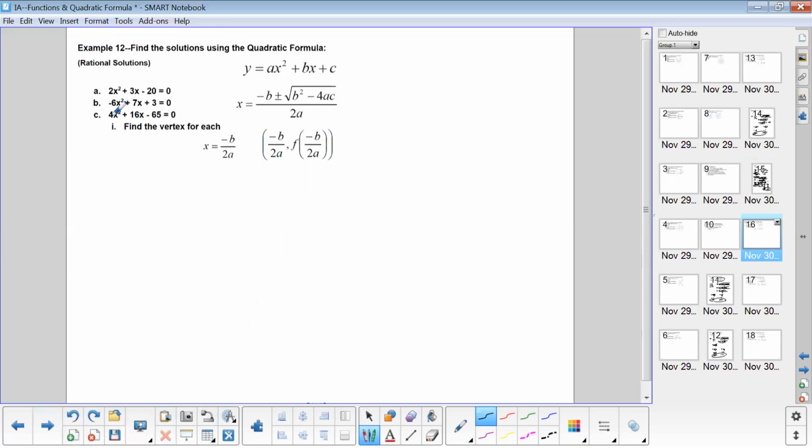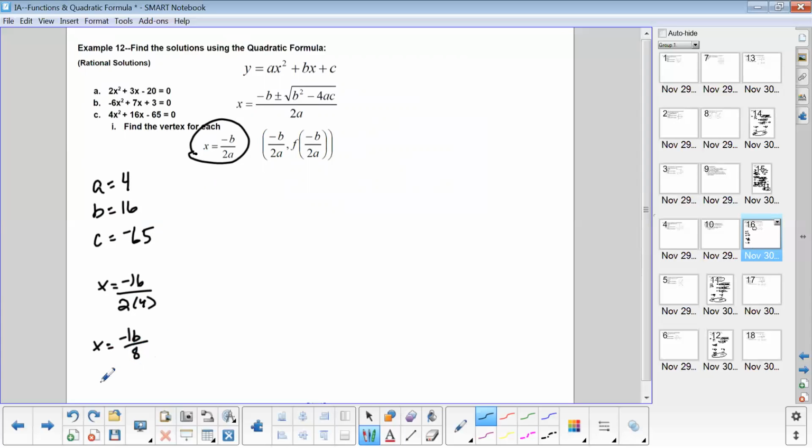So with this last example, we're looking at part C, and I'm going to go ahead and list what A is. A is 4. B is 16. C is negative 65. So I'm using the equation here to find the vertex. So x equal negative 16 divided by 2 times 4. So that's negative 16 divided by 8. So x is equal to negative 2. Well, there's your axis of symmetry.